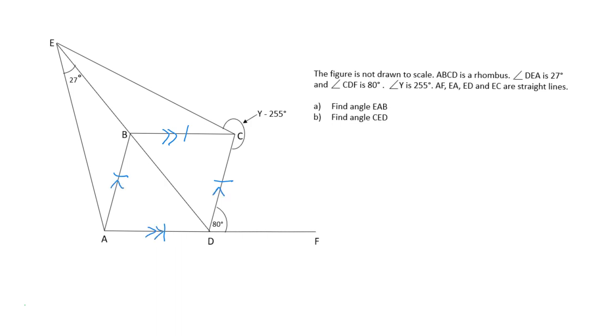Okay, the next property of a rhombus is that the opposite angles are equal to each other. Therefore, BAD is equal to BCD. And also, ADC is equal to ABC.